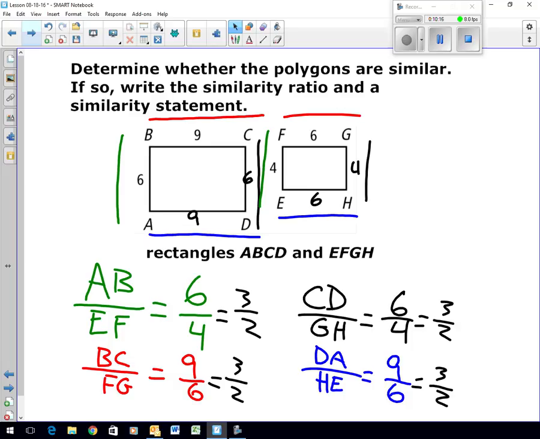What was my question? So, if I write out rectangle ABCD, what's my symbol for similarity? Okay. Remember this thing? It's similar to rectangle EFGH. Any other questions on that one? That's it right there. That's my similarity statement. You can put rectangles by the two.